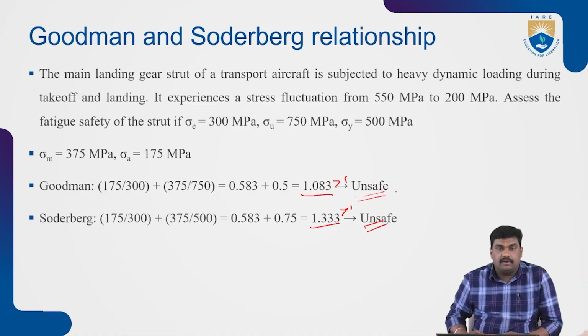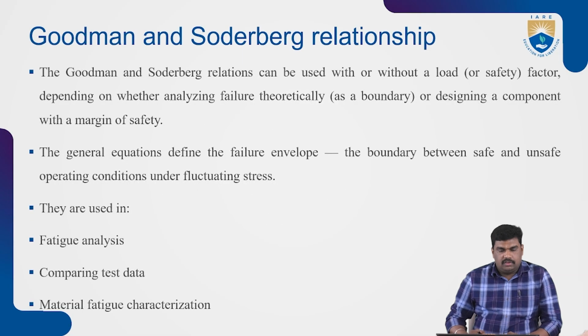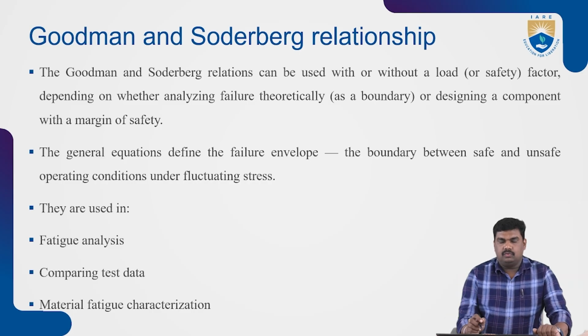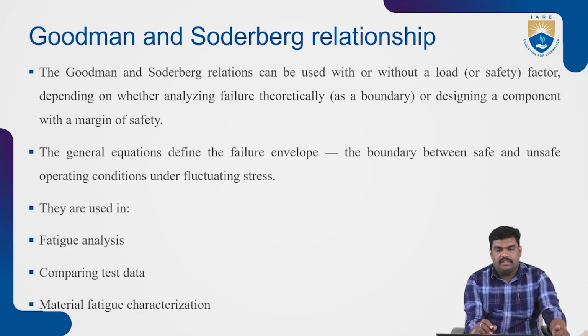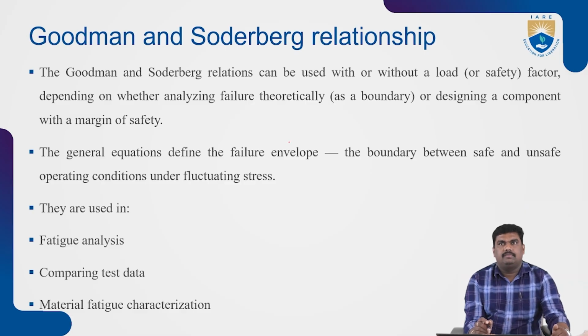This is for predicting failure using Goodman and Soderberg, but without considering the load factor and factor of safety, right? The Goodman and Soderberg relations can be used with or without load factor or factor of safety, depending on whether you are analyzing failure theoretically as a boundary or designing a component with a margin of safety. Usually for the design of a real component, we always keep the factor of safety. To decide the allowable stress, you need to consider the load factor and factor of safety.